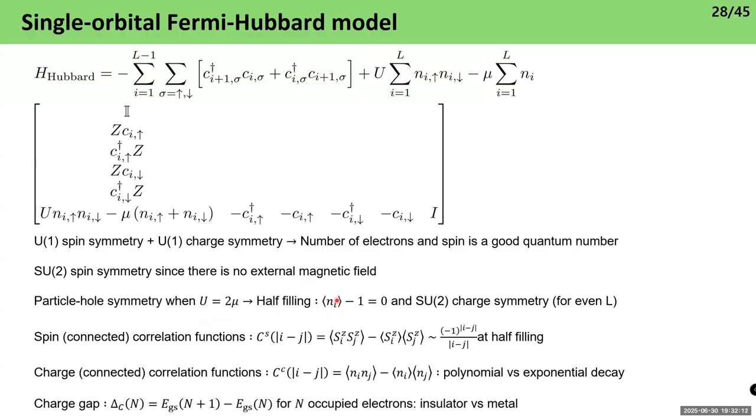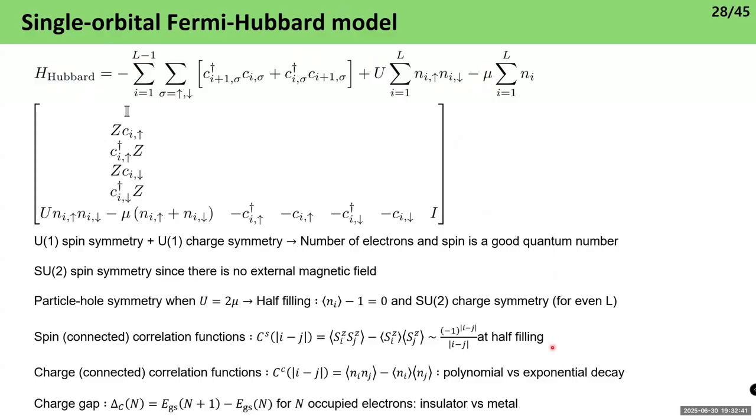If you think of the Pauli exclusion principle, then there can only be 0, 1, or 2 electrons at a single site. So half filling means there's only 1 occupied electron per site on average. And that is achieved when this Hamiltonian has a particle symmetry, when the interaction term is twice the chemical potential.